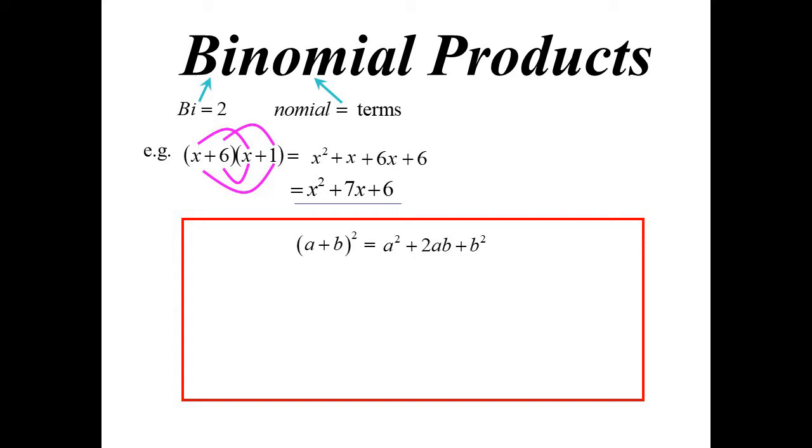So a plus b squared, yes, I could do it as a plus b times a plus b, but we notice that every time we do it, we end up with that pattern, a squared plus 2ab plus b squared. So now, rather than doing the expansion, I'll just write it as a squared plus 2ab plus b squared. The minus one's very similar, it's minus 2ab, of course.